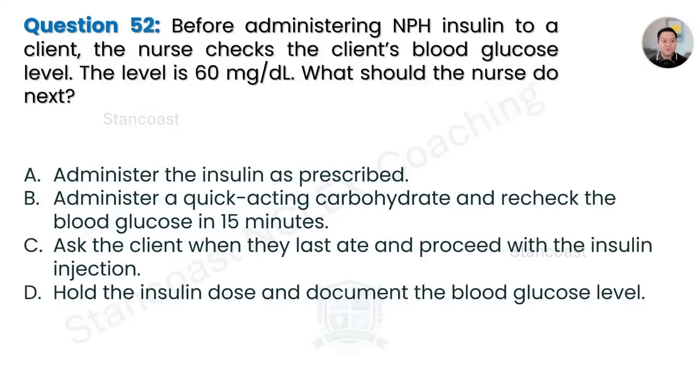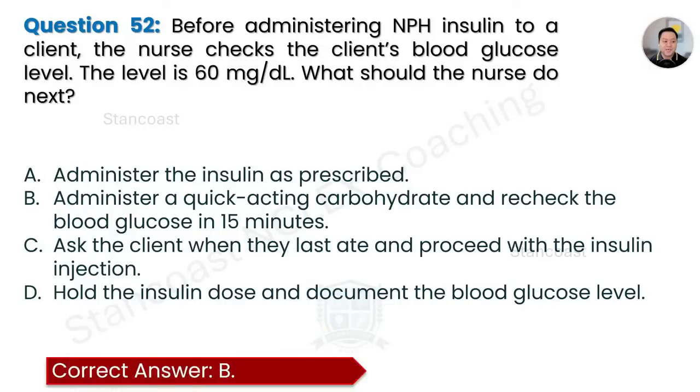52. Before administering NPH insulin to a client, the nurse checks the client's blood glucose level. The level is 60 milligrams per deciliter. What should the nurse do next? A, administer the insulin as prescribed. B, administer a quick-acting carbohydrate and recheck the blood glucose in 15 minutes. C, ask the client when they last ate and proceed with the insulin injection. And D, hold the insulin dose and document the blood glucose level. The answer is letter B.